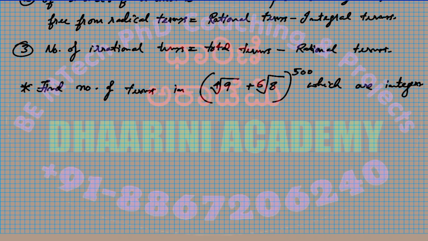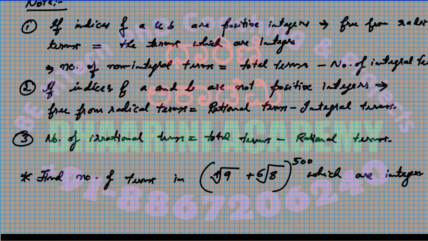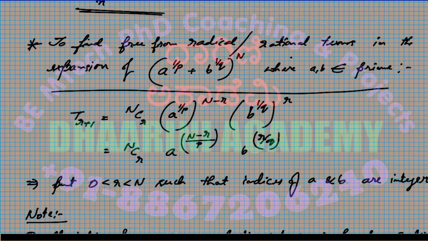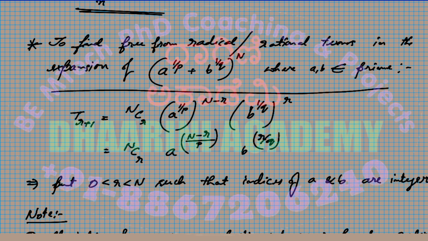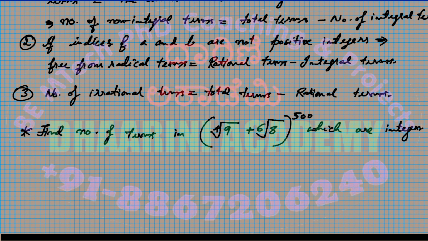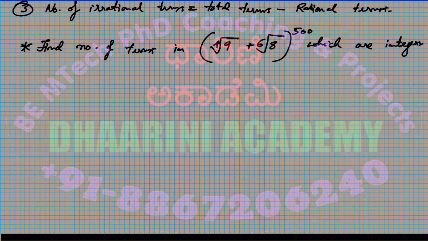So the point says that we have to have numbers which are prime. Then only this rule can be applied, because a and b are prime. Whatever you raise should be a prime number. As of now, the given data is not prime, but definitely we can convert it into prime. So let us try to write this. The expansion is (9 to the power 1 by 4 plus 8 to the power 1 by 6) to the power 500.